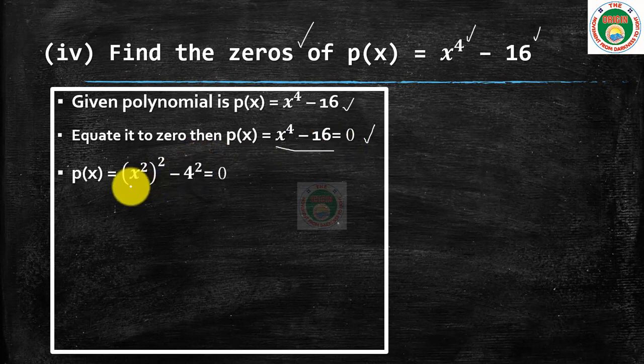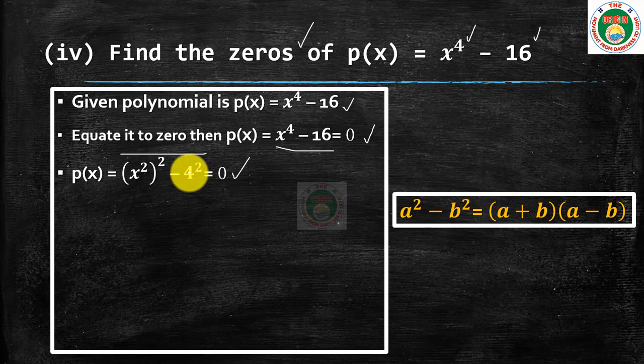After equating, simplify the given polynomial. So here x power 4 minus 16 can be written as: x power 4 can be written as x square whole square, and 16 can be written as 4 square, equal to 0. If you observe here, this is in the form of a square minus b square. This is a and this is b. What is a square minus b square? a square minus b square equal to a plus b into a minus b.